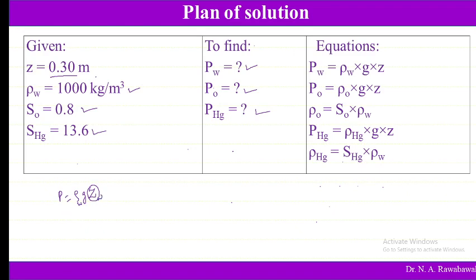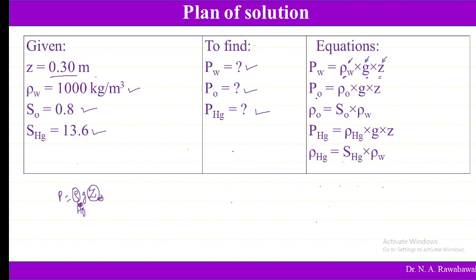If you are taking it for oil, then use the density of oil and Z depth of oil. If you are taking it for mercury, then you have to take the density of mercury. So here, pressure intensity due to water is given by rho w g z. Rho w is density of water, g is acceleration due to gravity, and z is the depth. Z is common to all, so we know the density of water which is given in the problem, g is known to us, and z is also given in the problem.